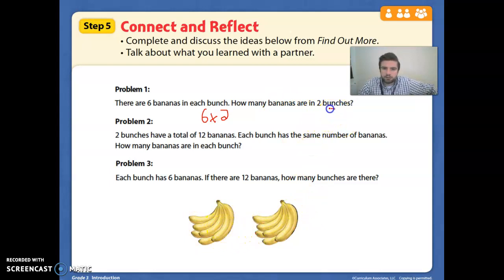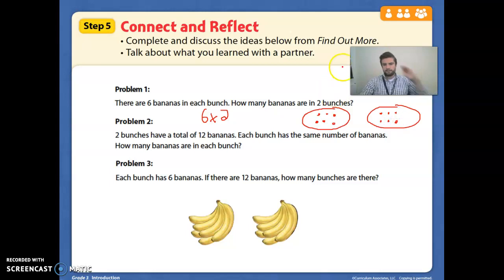So let's draw our 2 bunches, and we'll represent those as circles. And in each bunch, we put 6 dots to represent each banana. 1 banana, 2 bananas, 3 bananas, 4 bananas, 5, and 6. So that's one bunch. Now let's do the other one. 1, 2, 3, 4, 5, and 6.